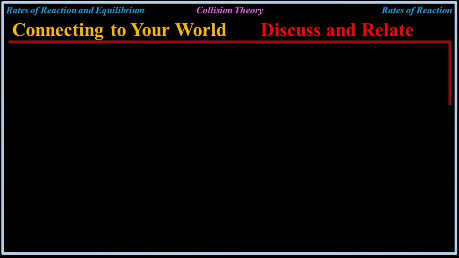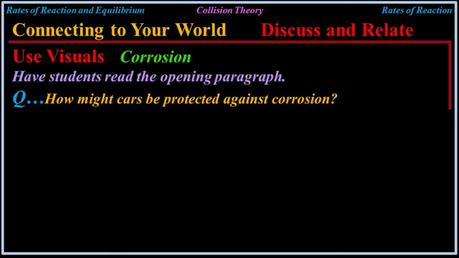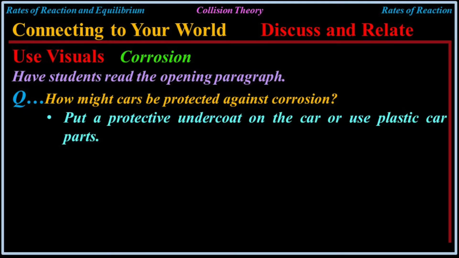Connecting to your world, discuss and relate. Use visuals. Corrosion. Have students read the opening paragraph. We've done that. How might cars be protected against corrosion? Put a protective undercoat on the car or use plastic car parts.